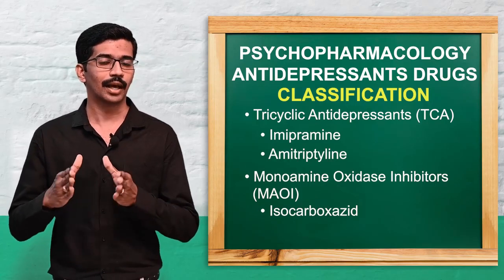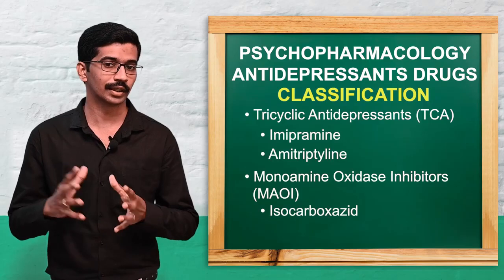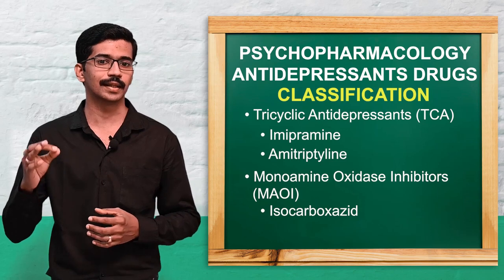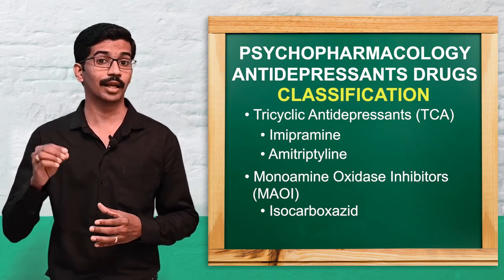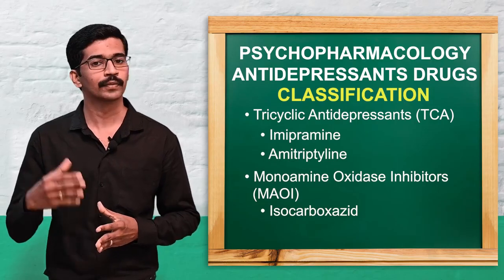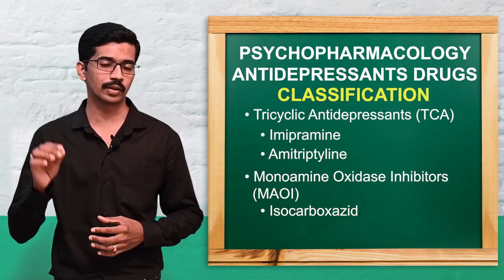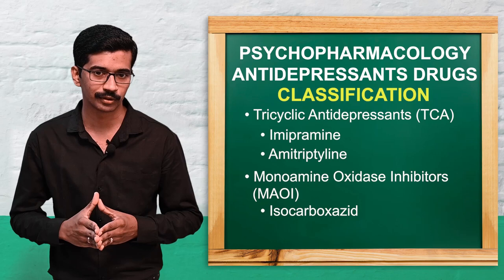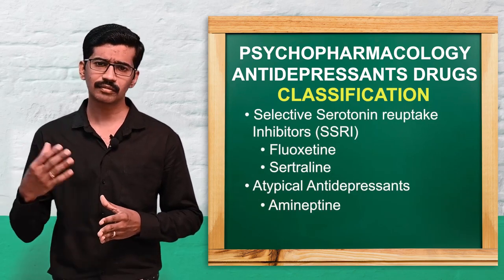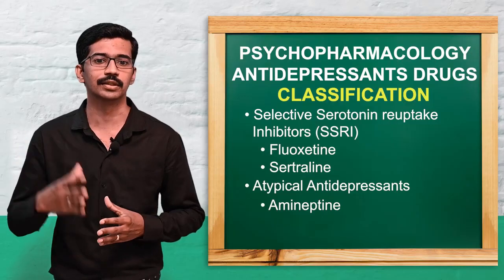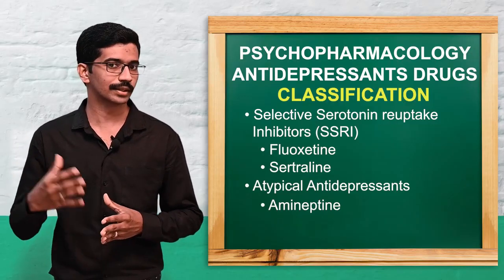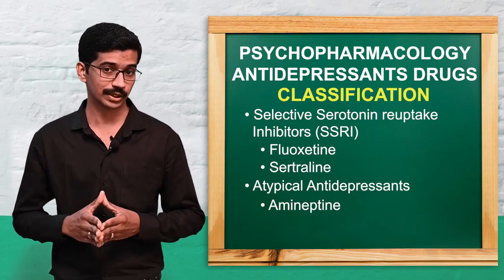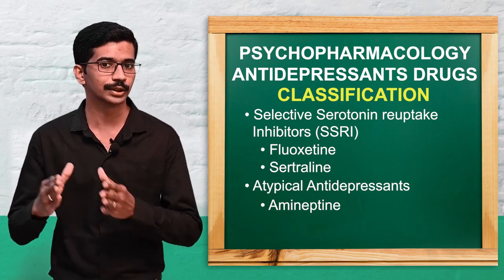Now we'll move to the antidepressant drugs. What are the classifications or types of antidepressant drugs? Antidepressant drugs are classified into TCA, the tricyclic antidepressants. Imipramine and amitriptyline are examples of TCA. Another classification is monoamine oxidase inhibitors, or MAOI. Isocarboxazid is the example for this one. Then SSRI, selective serotonin reuptake inhibitors. Fluoxetine and sertraline are both examples. Then one more classification, atypical antidepressants. Amineptine is the example for this group of drugs.